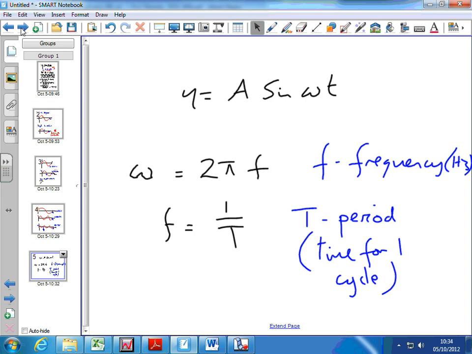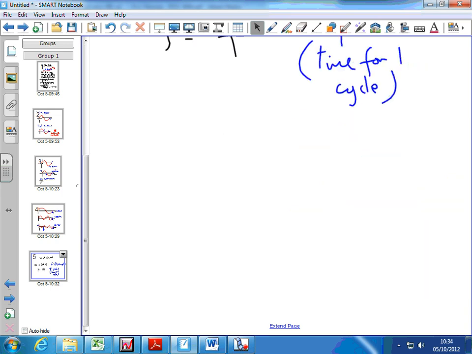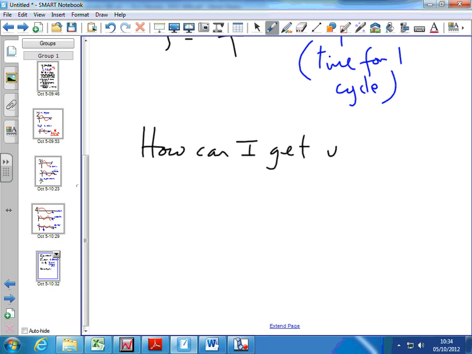What I want you to do now is to go back onto Autograph, and then I'm going to ask you the question: how can you read the values of A, f and T from Autograph? How can I get values for A, f and T from a sine wave, or from a wave function?